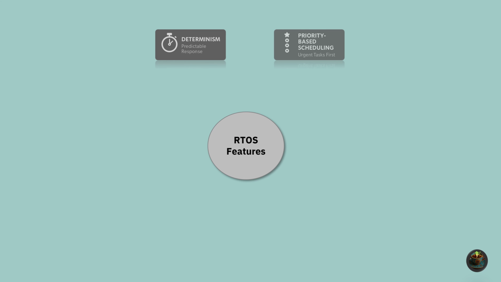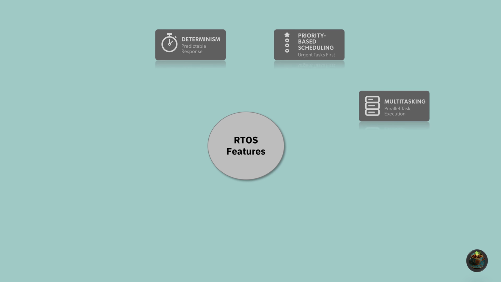Now let's see what are the RTOS features. Determinism. An RTOS doesn't just run fast, it runs predictably fast. Every task is executed within a guaranteed time window. Priority-based scheduling. If a task is life-critical, like a heart rate monitor, it gets direct access to the CPU.